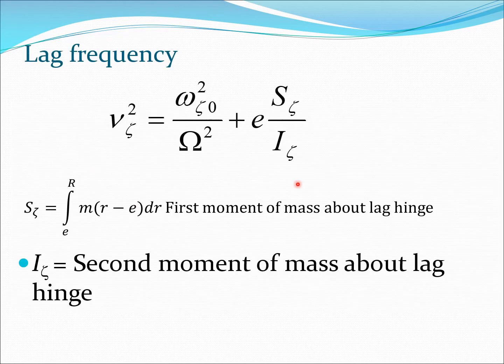So we can write this in a more compact form if we see that these two can be written in a shorter or more compact notation. S zeta is the first moment of mass, and that is simply the integral from e to R of m (r minus e) dr. And I zeta, of course, is the integral of m (r minus e) squared dr term which we introduced previously. So using the first and second moments, this is the general equation you can get for the non-dimensional lag frequency.